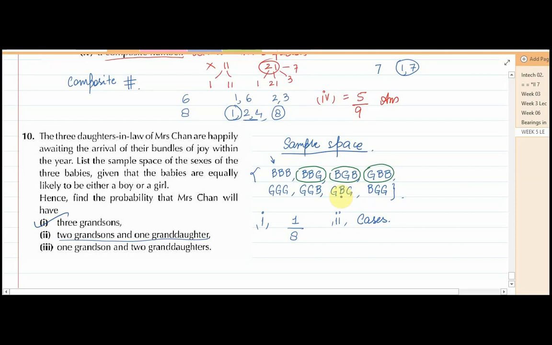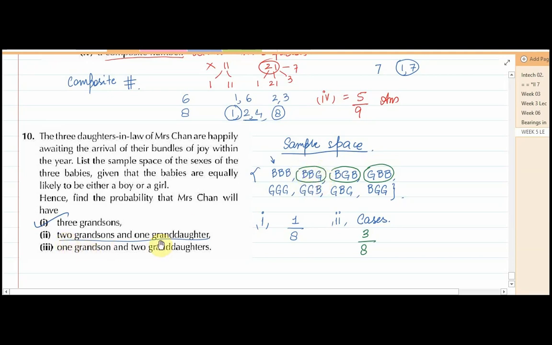Okay, only 3 cases are there for 2 grandsons and 1 granddaughter. So it will be 3 divided by 8, right? There are 3 possibilities, that 2 grandsons and 1 granddaughter. If the question asked in such a way that first 2 are grandsons and the last one is granddaughter, then you have only this result. First 2 are grandsons and the last one is granddaughter, then only one option.